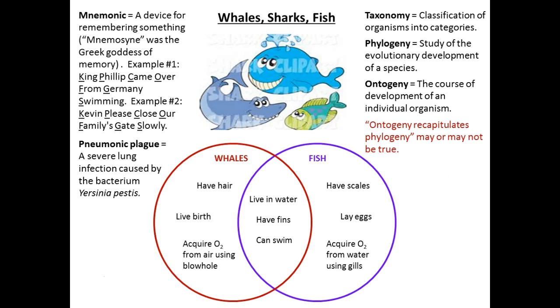So back to whales, sharks, and fish. If we were characterizing all these guys, they do have the commonality that they all live in water and have fins and can swim. But are they quite different from each other?